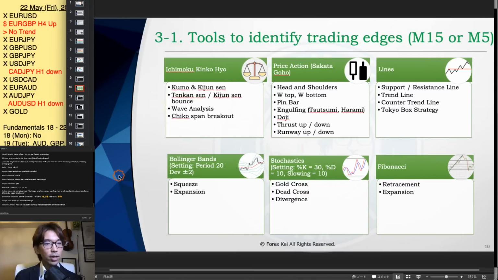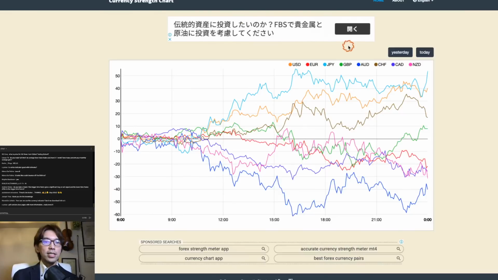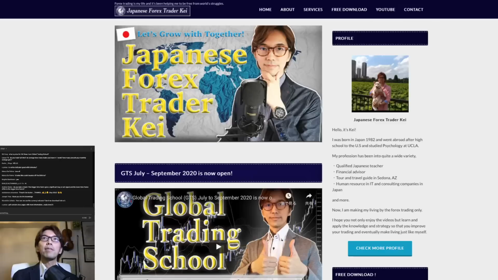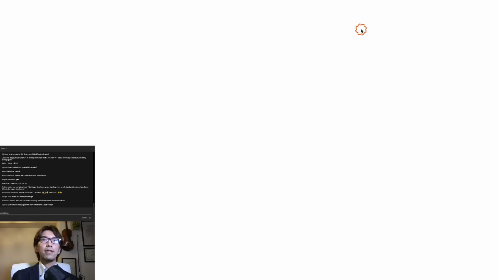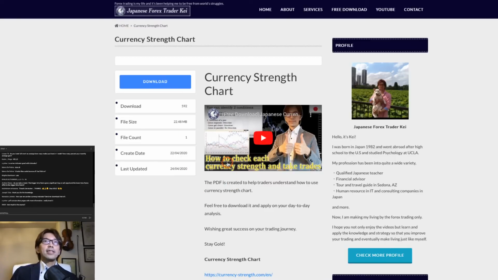How can we use the currency indicator? Oh, you mean the currency strength chart on this one? Yeah, if you come to my website and click on the free download and currency strength chart, there is a PDF available for free also. And you can see my video here that explains how you can use this currency strength chart. So feel free to come to this page, download the PDF, and also learn from this video here.